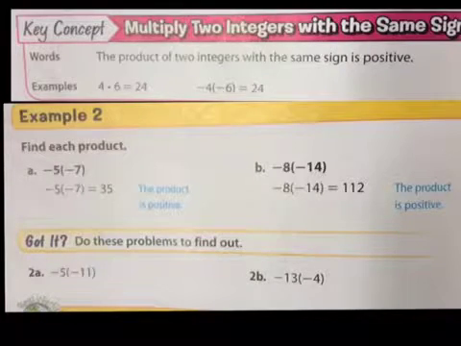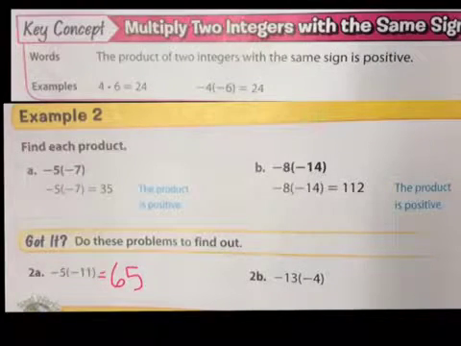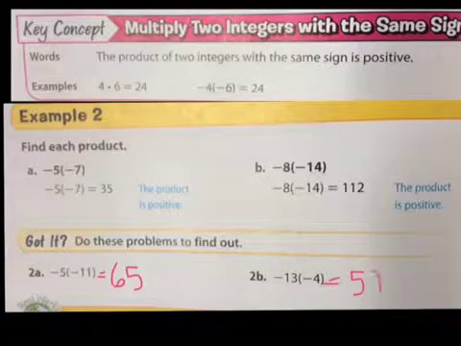So 5 times 11, okay, it's 65. They're both negative. They both have the same sign, so it's going to be a positive number. And now we have 13 times 4. 4 times 10 is 40. 4 times 3 is 12, so it's 52. Okay, 52, and they're both the same sign, so it's going to be positive. That is the key concept.